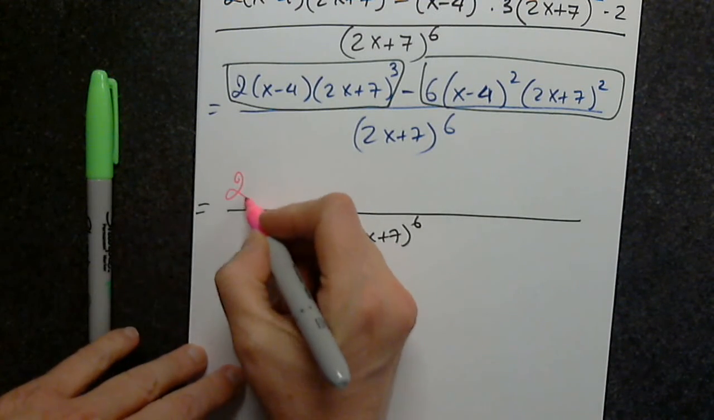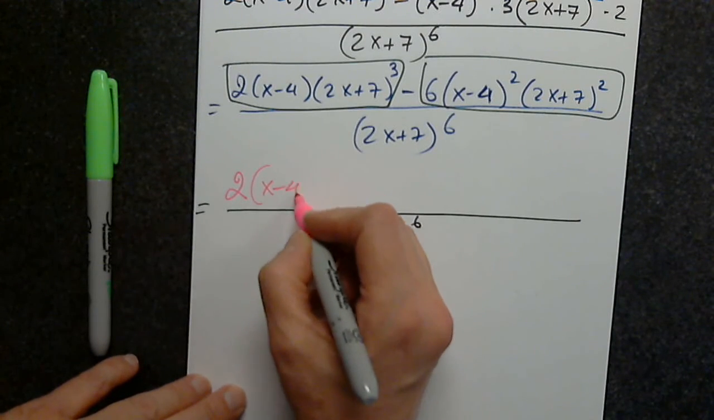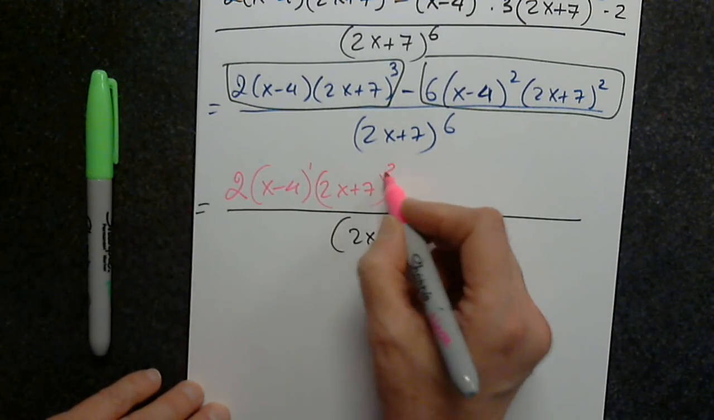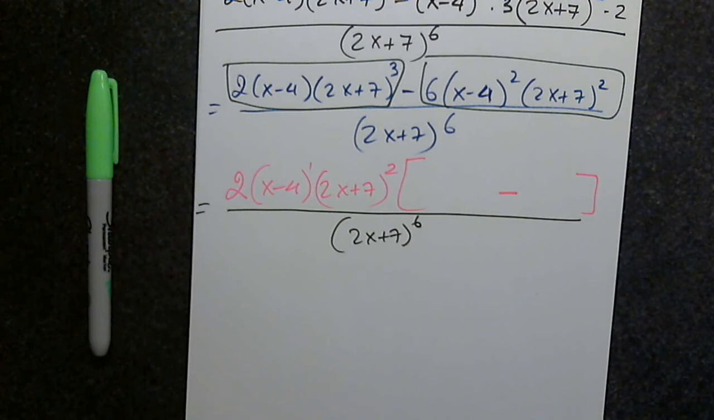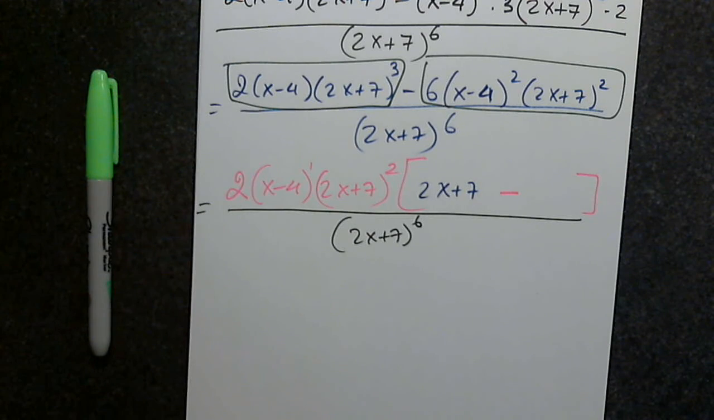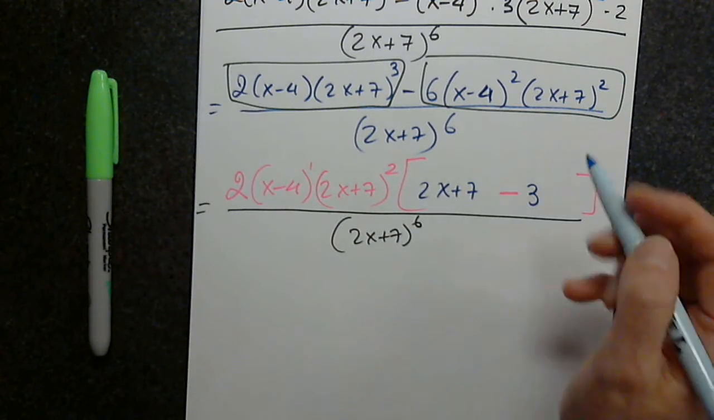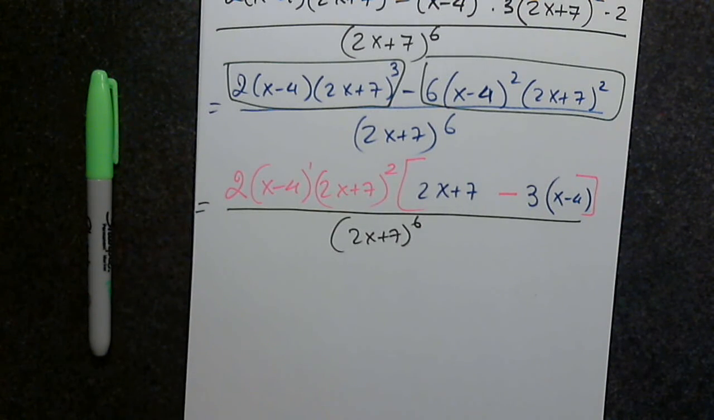(x minus 4). Excellent. They have (x minus 4) in common. What power? 1. Exactly. And what else do they have in common? (2x plus 7). Excellent. Well done. And remember now, some piece from the first term is left over, and some piece from the second term is left over. Okay, what is left from the first term? (2x plus 7). Do we all agree? Excellent. What piece is left over from the second term? Careful. 3. What else? (x minus 4). That's it.